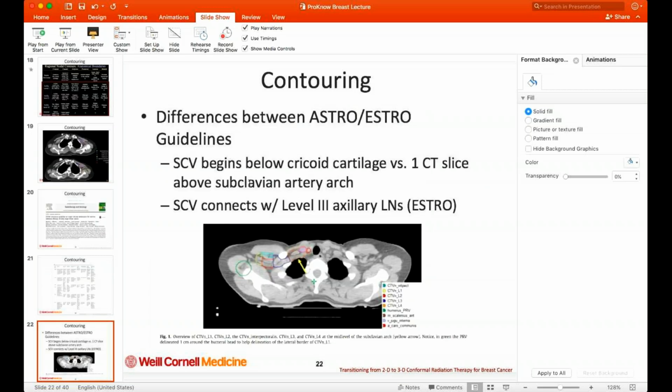They also have a slightly different definition for where the supraclavicular lymph nodes begin, and they explicitly say that you should connect the supraclavicular lymph node contour with the level 3 lymph node contour. So those are the main differences, but I don't think they really affect the dosing or your ability to include all the levels. It's just slight differences in how things are defined.